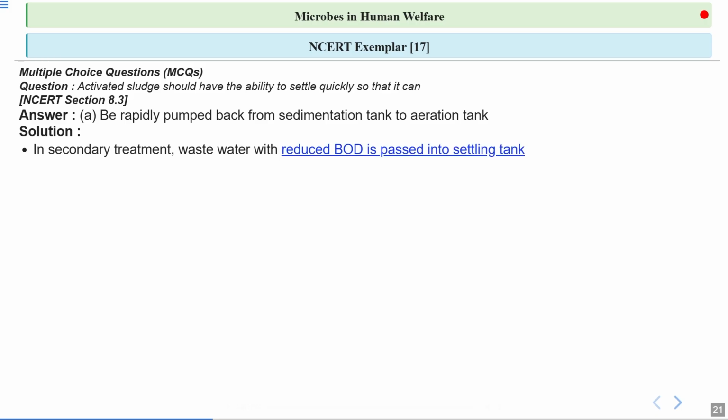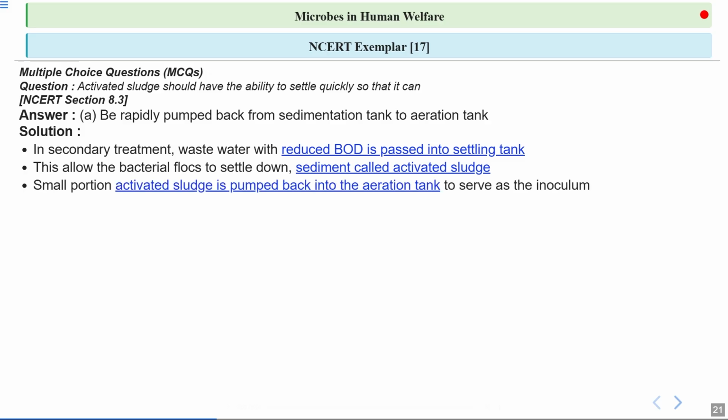See, in secondary treatment, the wastewater with reduced BOD is passed into the settling tank. This is where the cleaning process continues after the primary treatment. Now, this step allows the bacterial flocks to settle down, forming a sediment called activated sludge. Now, a small portion of the activated sludge is pumped back into the aeration tank to serve as the inoculum. Clear? So that to start this process all over again.